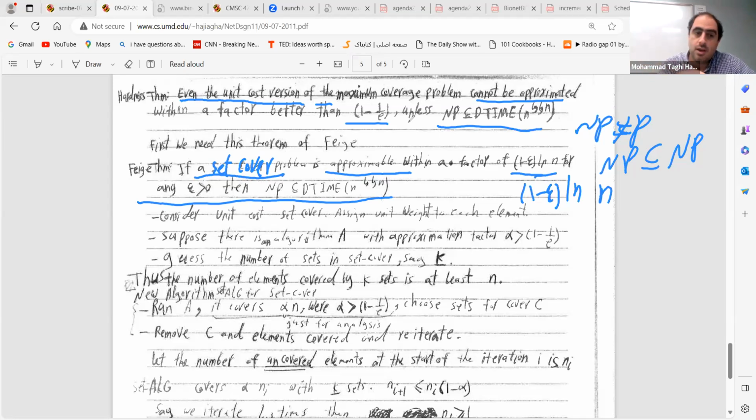Assume I can get it. So I want to define a new algorithm for set cover. So what is this new algorithm? Consider the unit cost set cover, and assign unit weights to each element. So we are essentially considering the set cover problem where all the weights are 1. And we know that according to Feige, we cannot get better than 1 minus epsilon times ln of n.